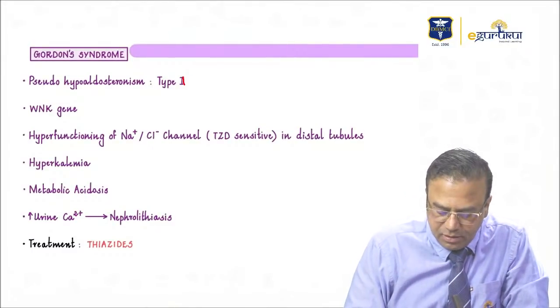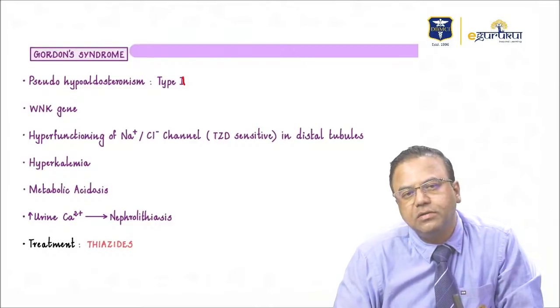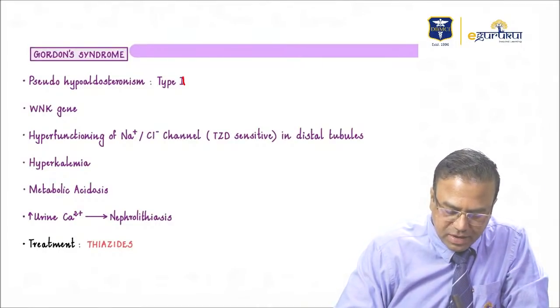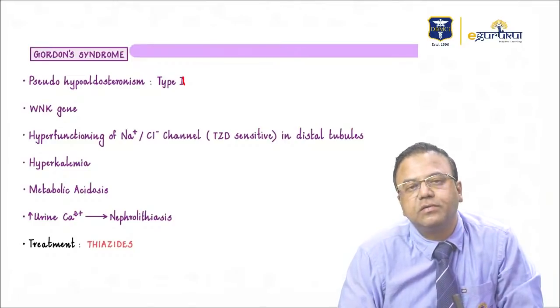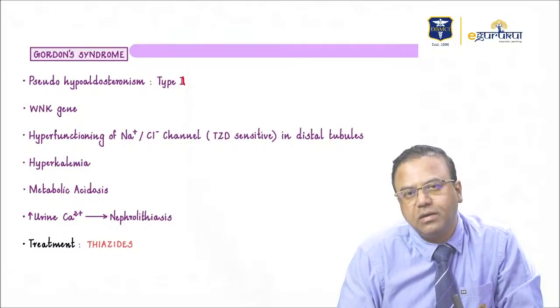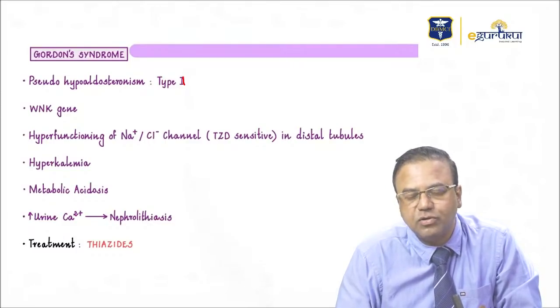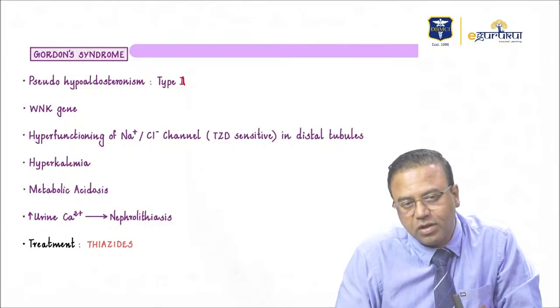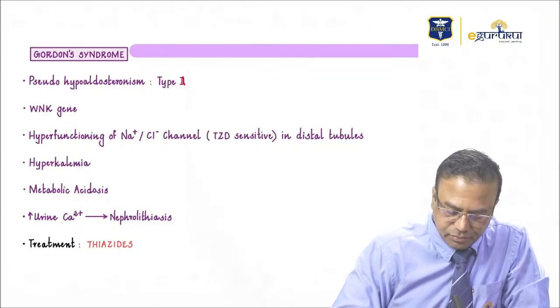So the treatment in these conditions, particularly in Gordon's, is thiazides. In Gittleman's, the treatment is electrolyte correction: salt and fluids, and sodium and potassium corrections are basically what we do for both Bartter's and Gittleman's. Whereas for Gordon's, the treatment is going to be thiazides.